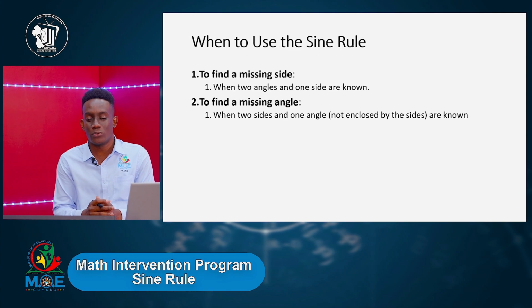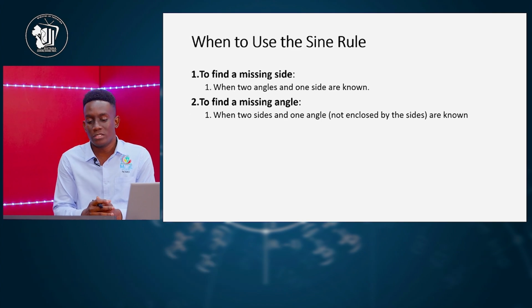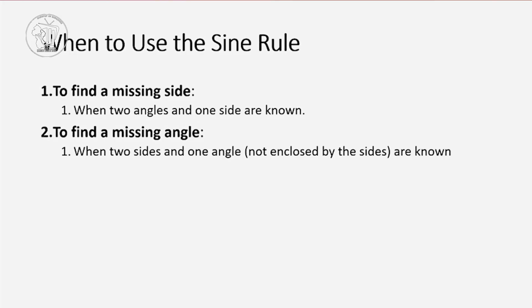So when to use the sine rule? We use the sine rule, let's say we want to find a missing side, when we are given two angles and one side. So if we know two angles and one side and we want to find the other side, then we can use the sine rule. Or if you want to find a missing angle, we must be given two sides and an angle, and it must not be enclosed by the sides.